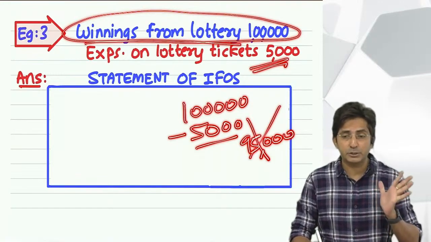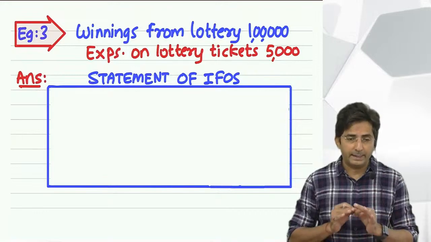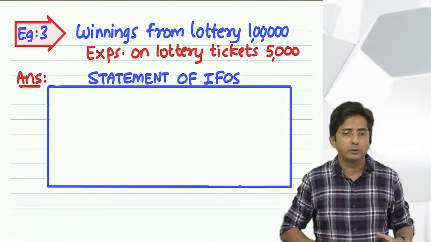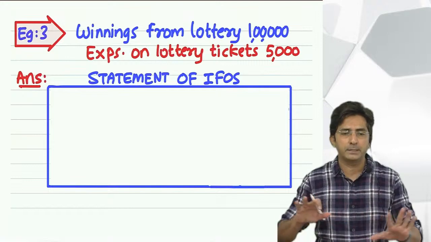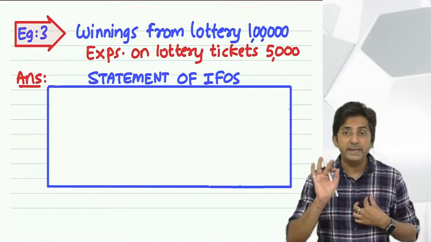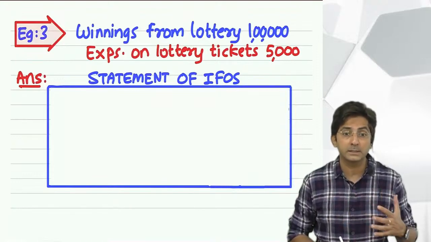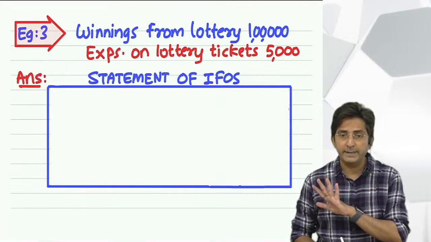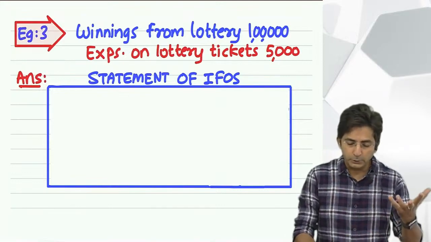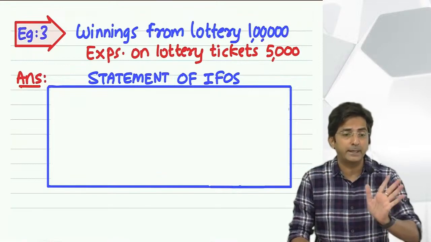Winnings is an exception. For winnings, even if you incur an expense of 10 rupees, the government does not allow you deduction. The reason I will tell you, but the rule is winnings are taxed on a gross basis. What do you mean by gross basis? No deduction of any expenditure. Gross means you have to keep it gross 1 lakh. You are not allowed to minus any expenditure.